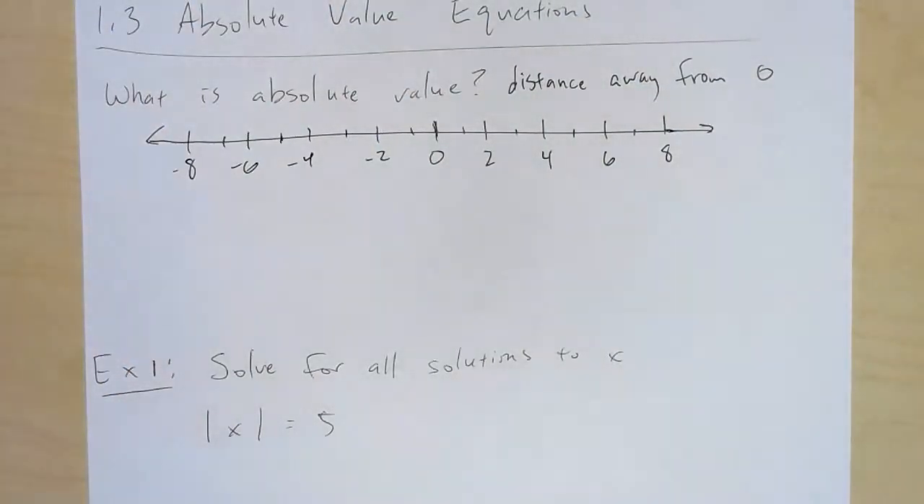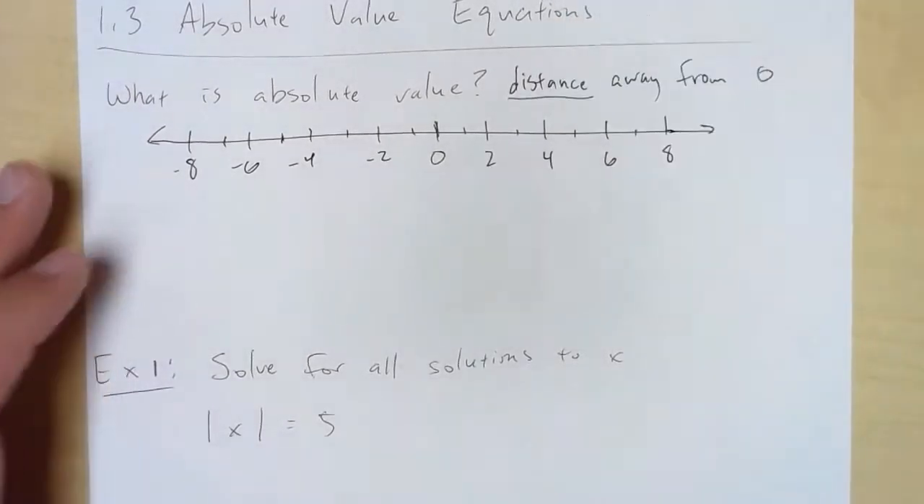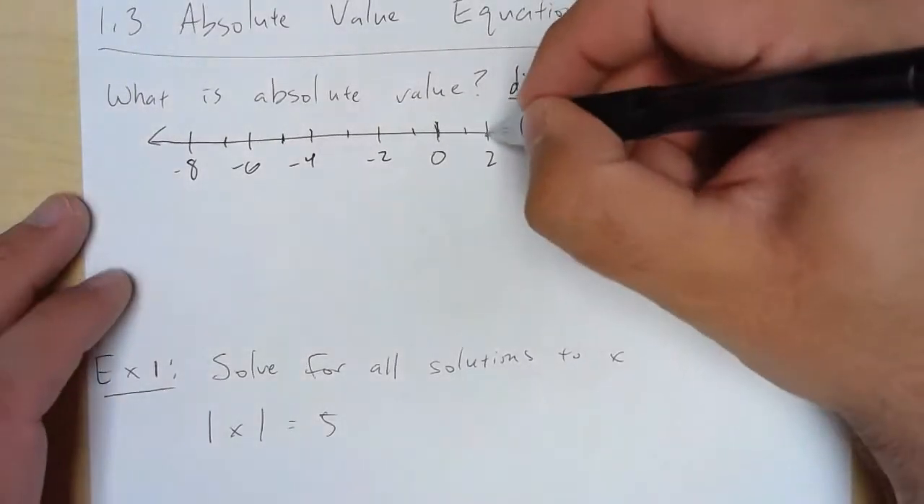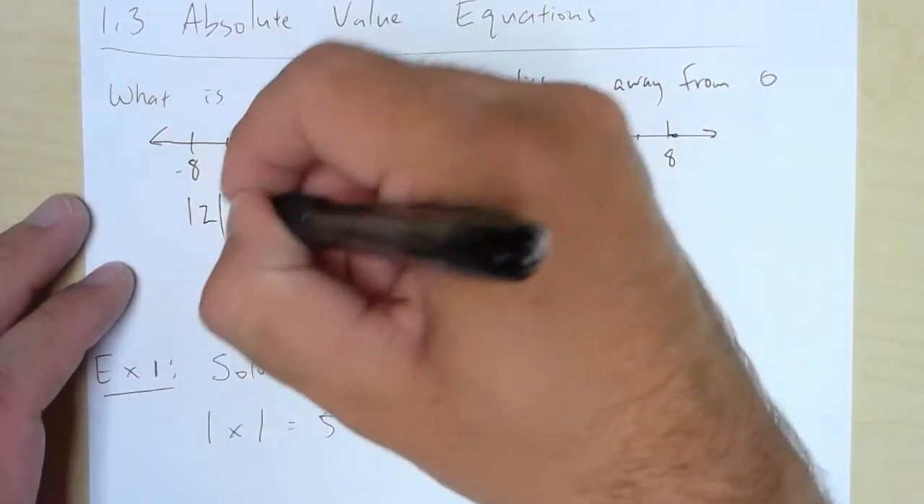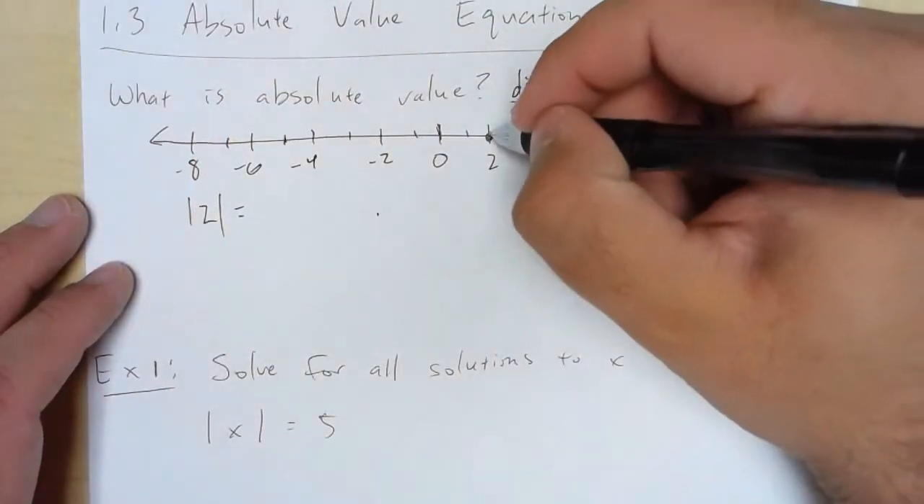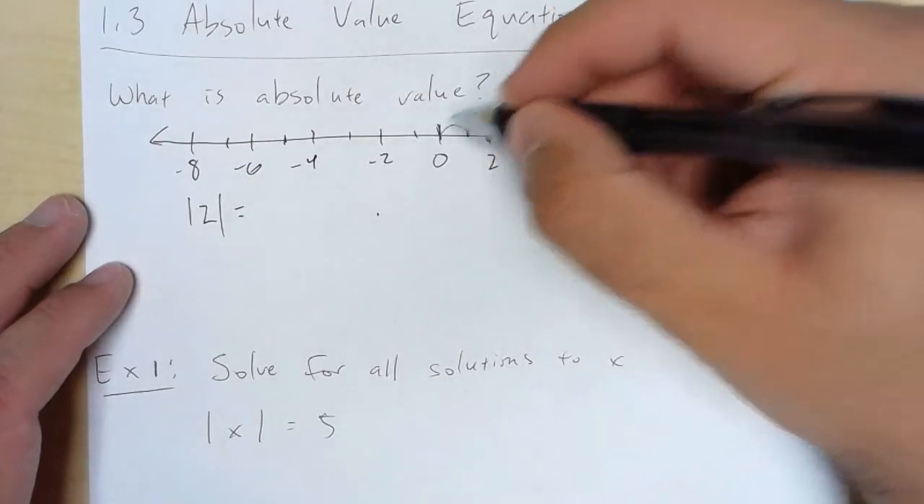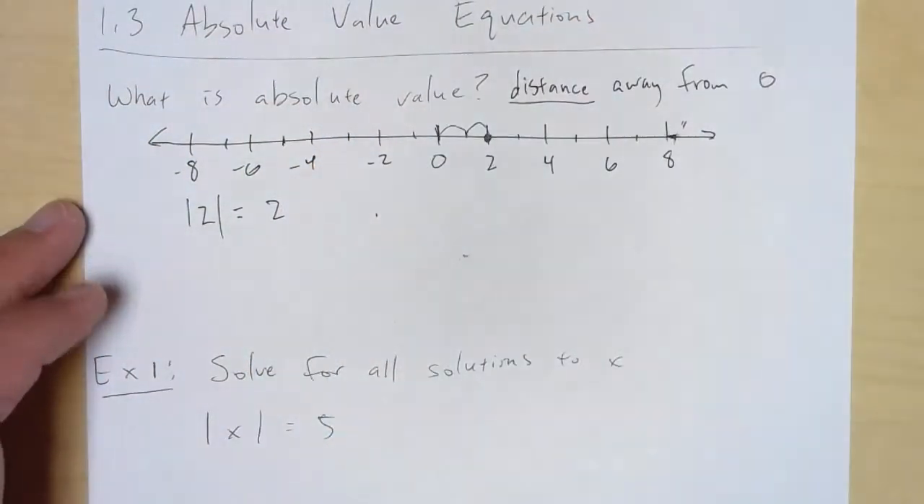So if we were thinking about this, I also think about absolute value with this keyword of distance. Like if we say that we are at the 2, right? So we say the absolute value of 2. That's going to be, well, we've got to get distance away from 0, so we can take 2 little jumps, get us back to 0. It's 2 units away from 0.